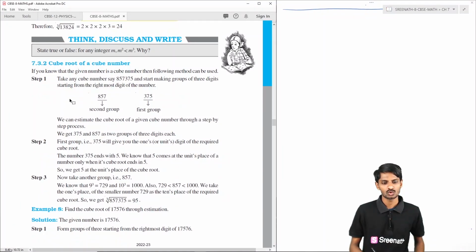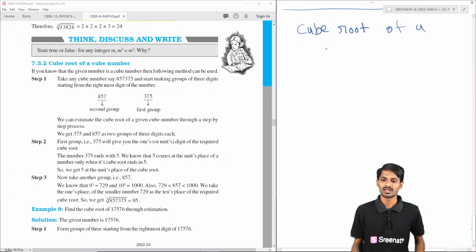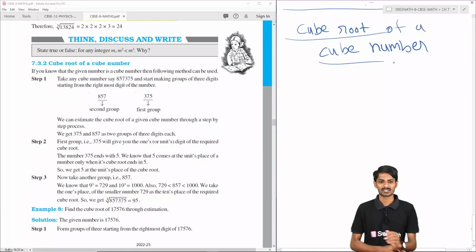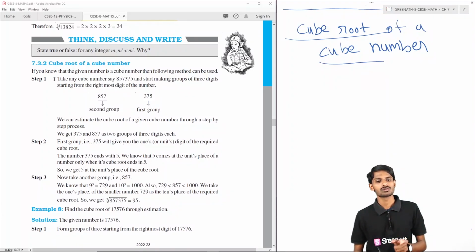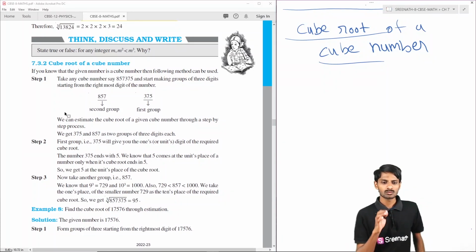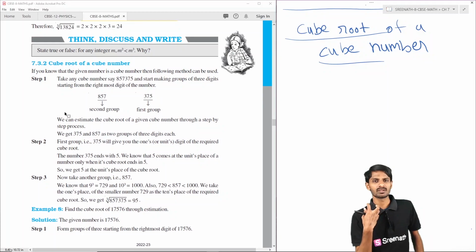Cube root of a cube number. That's it, friends. If you know that the given number is a cube number, then the following method can be used. So how to find the cube root of a cube number?